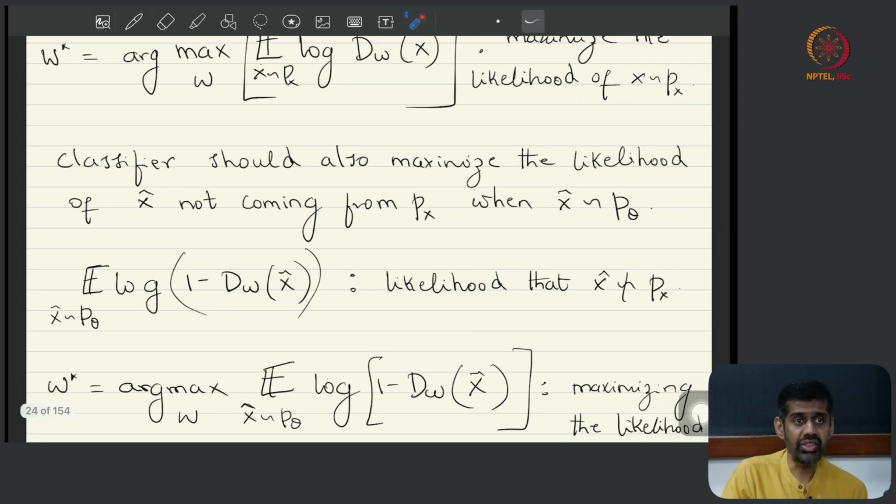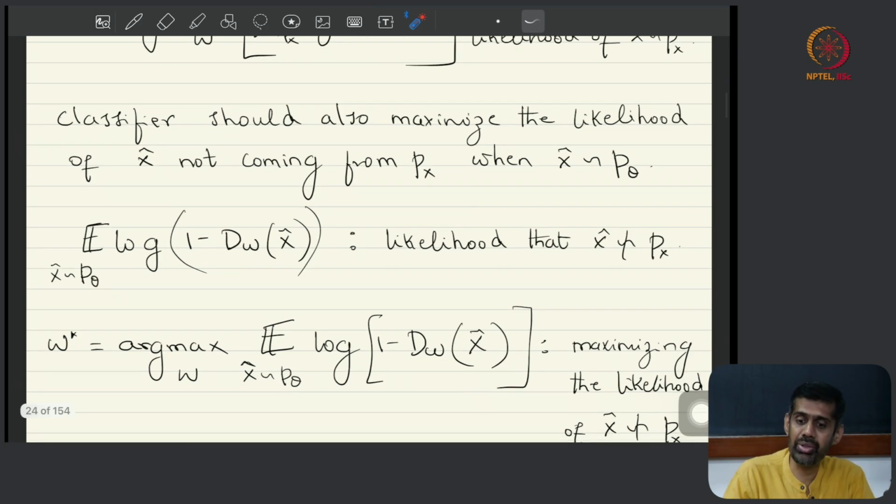Okay. Now the classifier has to do one more thing, right? It should maximize the likelihood of X cap not coming from Px, or rather, it is coming from p theta. It has to maximize the likelihood of X cap not coming from Px, because we know that X cap has to come from p theta, not from Px. What's the likelihood of something not coming from Px? It is 1 minus dW of X cap, because dW is representing the likelihood of a point coming from Px. 1 minus that is the likelihood of a point not coming from Px.